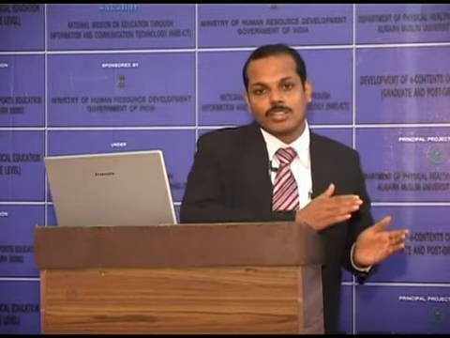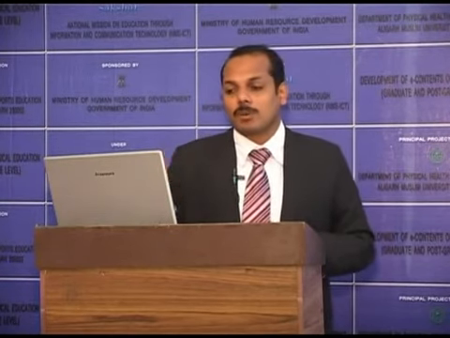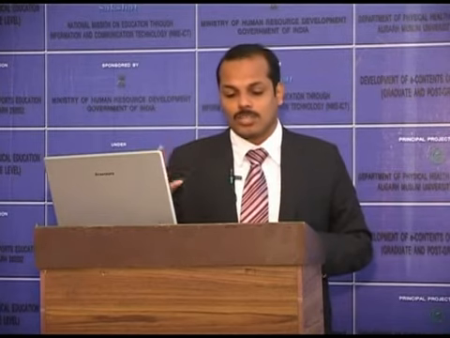Now the second joint in the transverse tarsal joint is the calcaneocuboid joint. Again, this is supported laterally by the lateral band of the bifurcate ligament, dorsally by the dorsal calcaneocuboid ligament, and inferiorly there are two ligaments, the short plantar ligament and the long plantar ligament. These are the structures which provide stability to the calcaneocuboid joint.